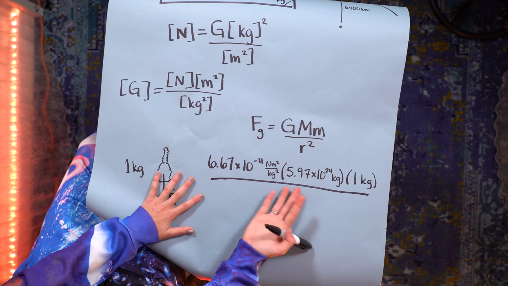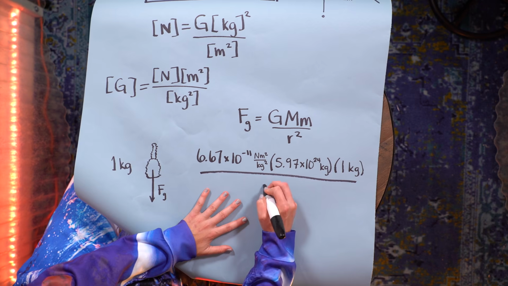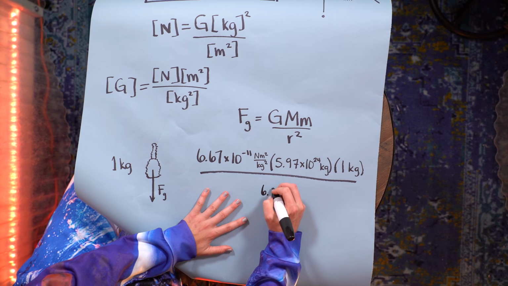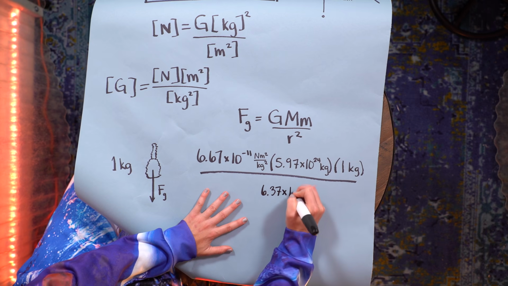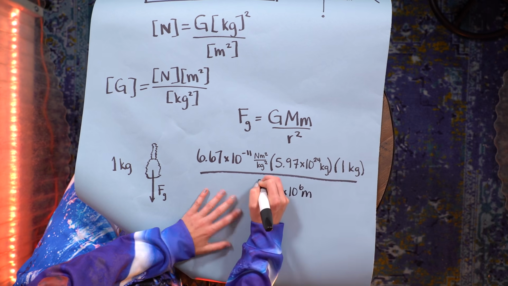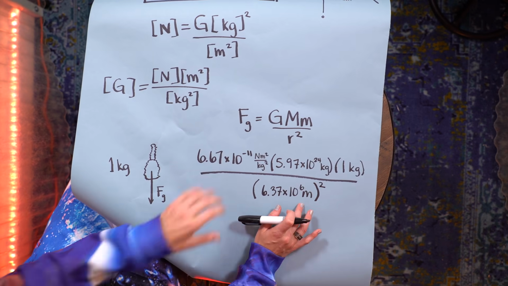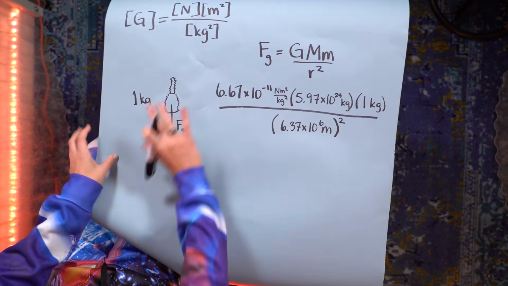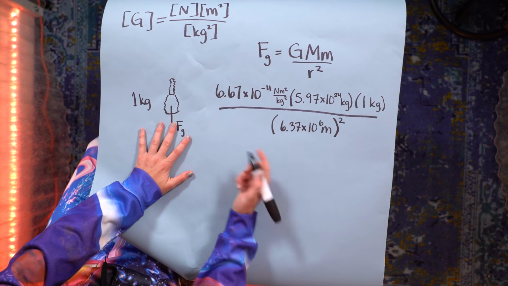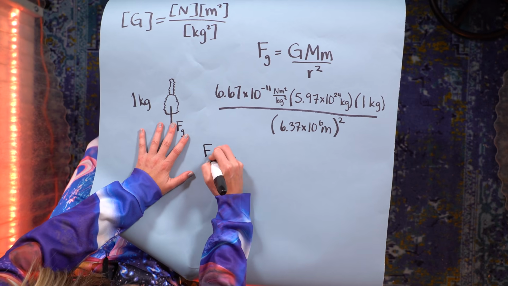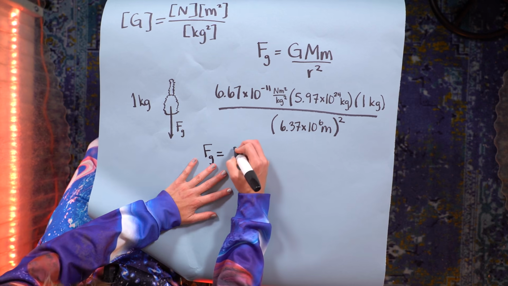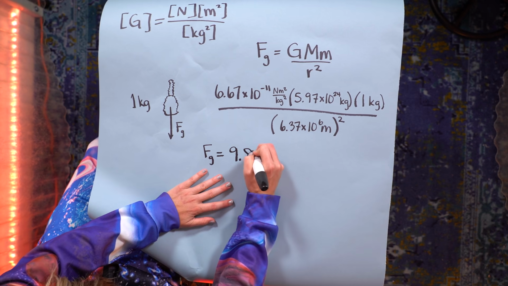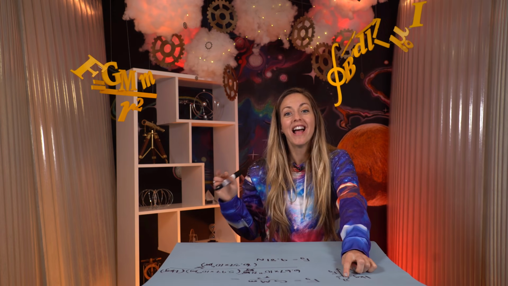So that's roughly the radius of the Earth. So the radius of the Earth is about 6,370 kilometers, which is 6.37 times 10 to the 6 meters, because we want to work in meters for SI units. We're gonna square that. And don't forget to always work in meters so that the units match. And if I plug in all of these numbers and do the math, I get that the force of gravity on my 1 kilogram pineapple is 9.81 newtons.